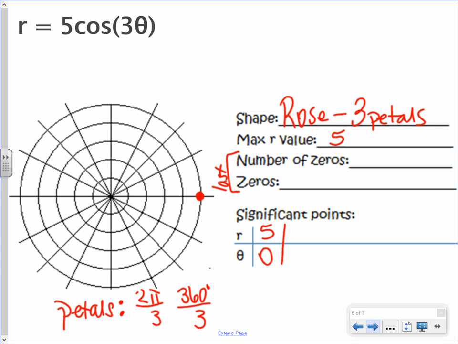Hey, do we know where our pedal is? How big is it? Well, this is what we're going to do. Nick, how far apart are our pedals? Okay, so here we are at 0. 2 pi over 3 would be here. Another 2 pi over 3 would be here. Do you agree? So there are our 3 pedals.